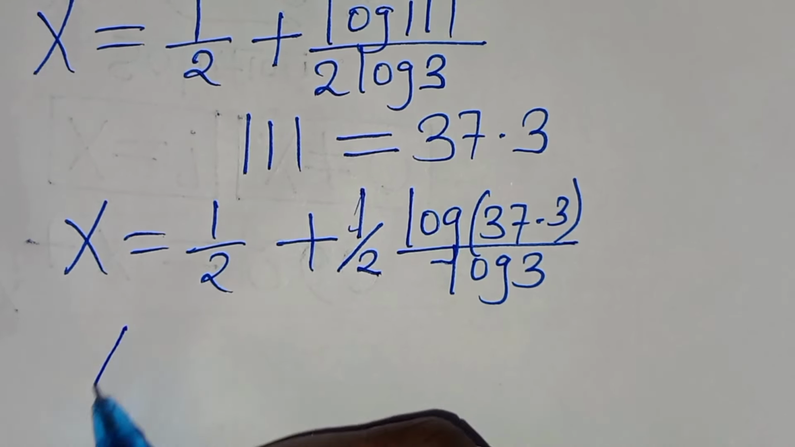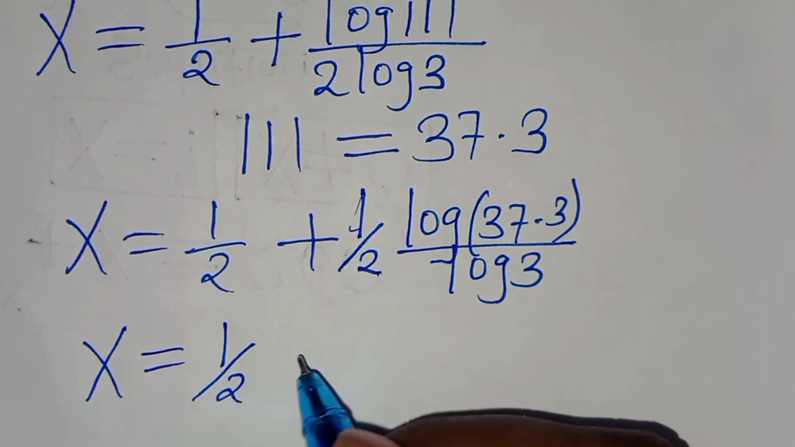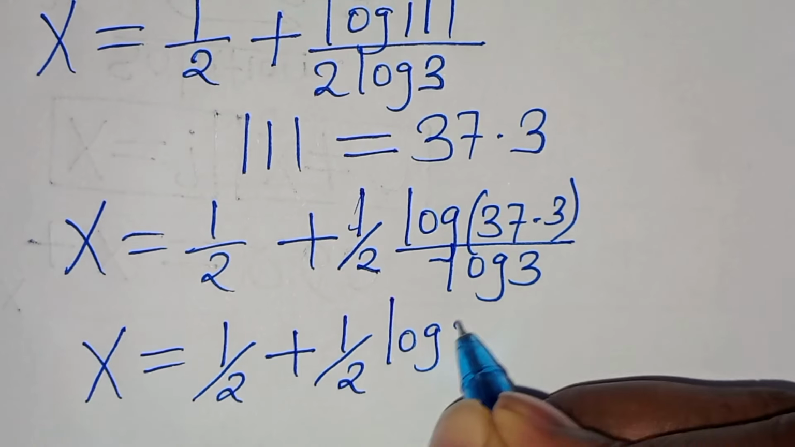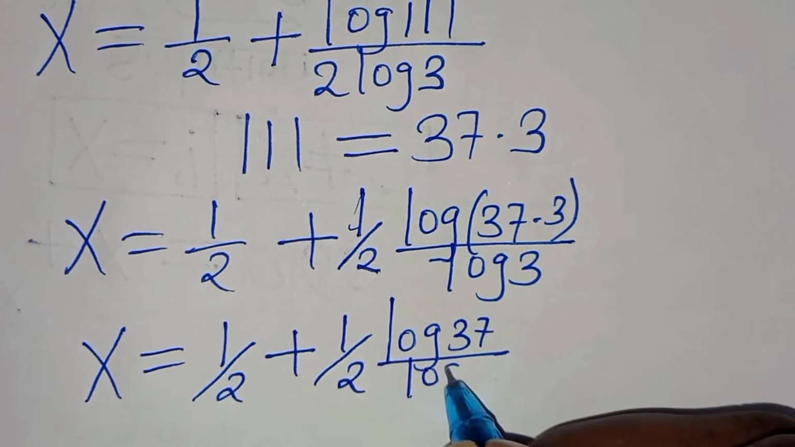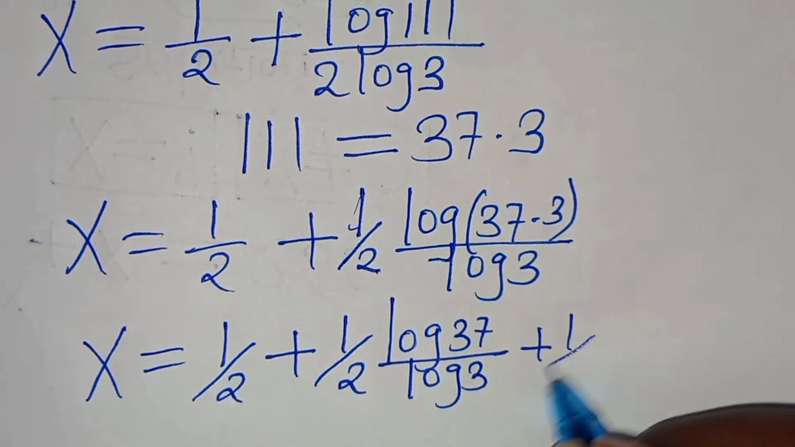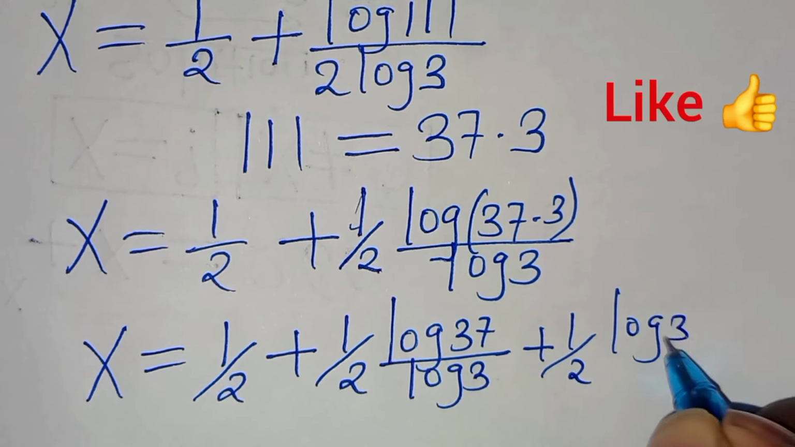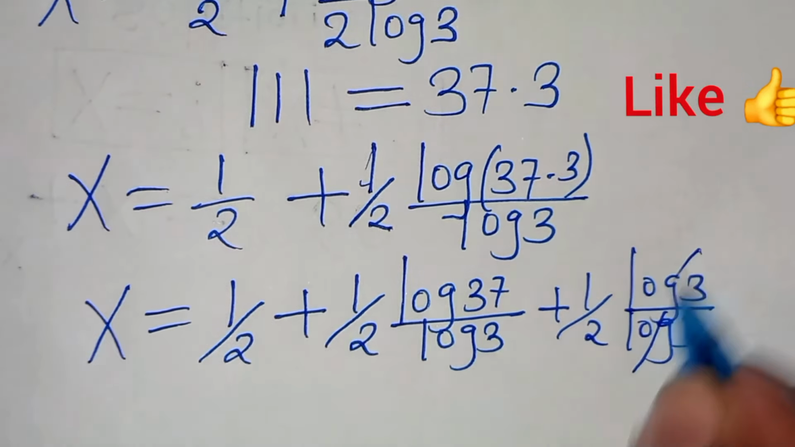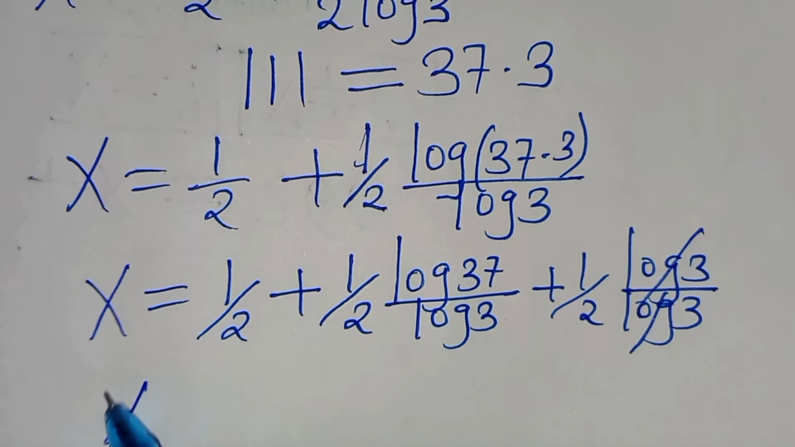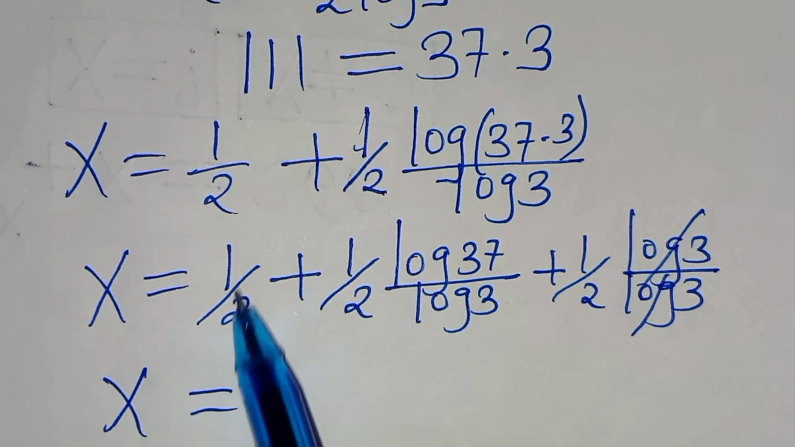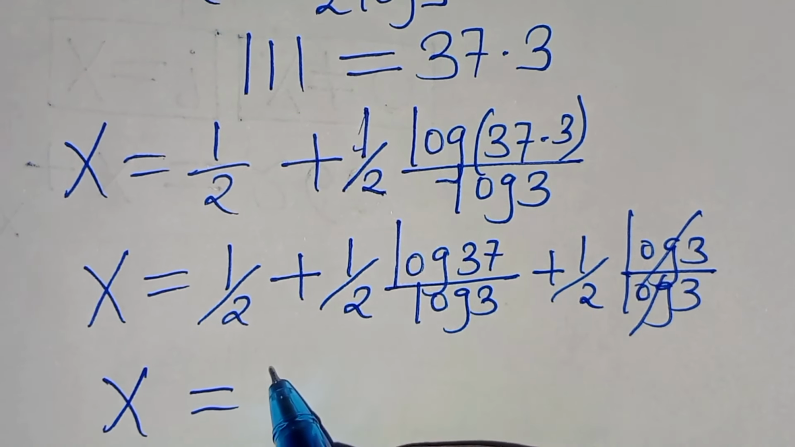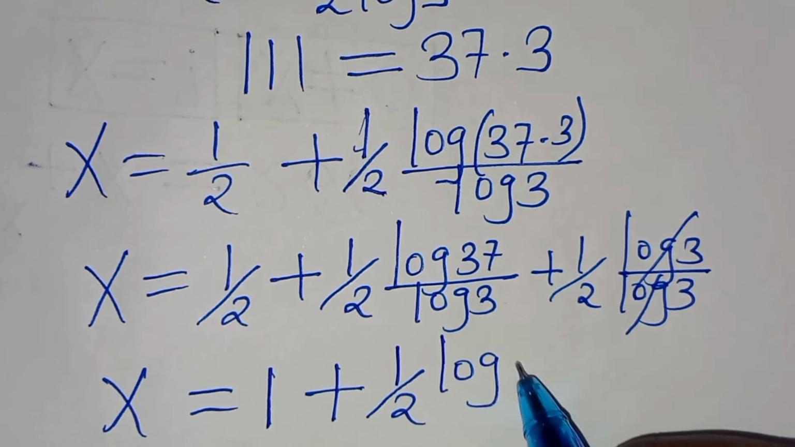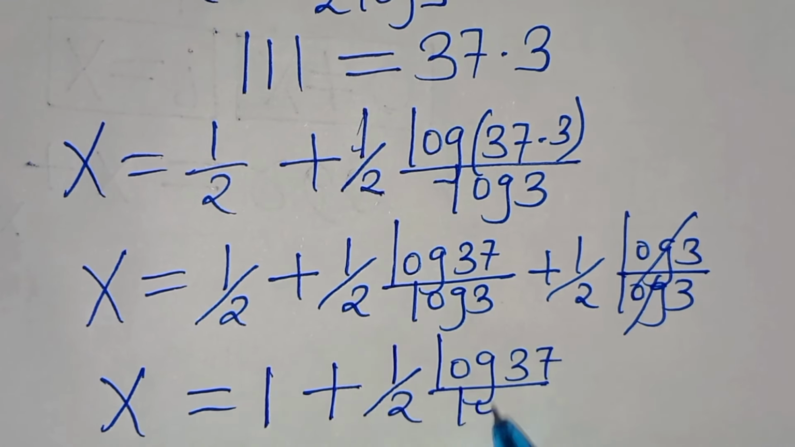So that now x here is equal to half, then plus half. Now this is log 37 over log 3, then plus half. This is log 3 divided by log 3. Let's simplify log 3 and log 3 here, so that now we have a half plus a half, this is equal to 1, then plus here half, this is log 37 over log 3.